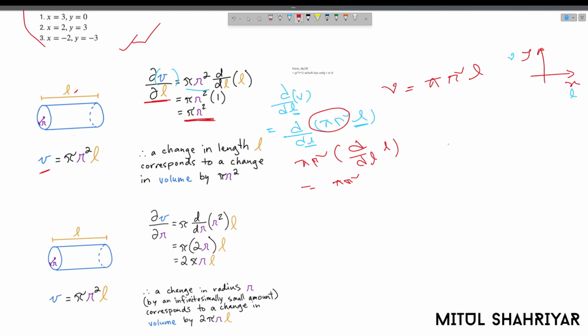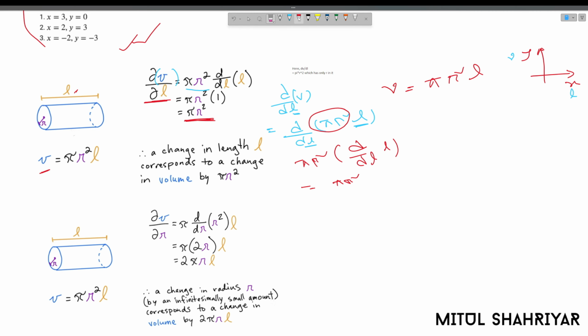In other words, dV/dL we're getting as pi r square. This means this is the change, or this is the slope. Okay, great. Now the point is not here. The point is a bit different out here. You can look into this one.